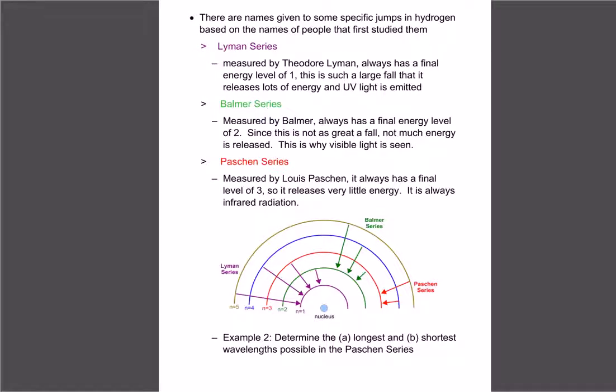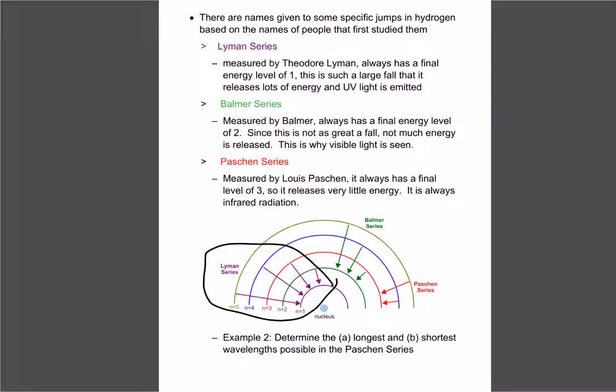So other guys besides these guys, they actually figured out different patterns. So Lyman found for hydrogen that you could go from 5 down to 1, 4 to 1, 3 to 1, 2 to 1, and that basically emitted ultraviolet light. If it left from level 5 down, it gave off ultraviolet light, so they named it after him.